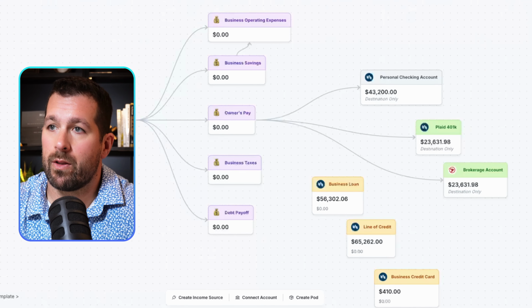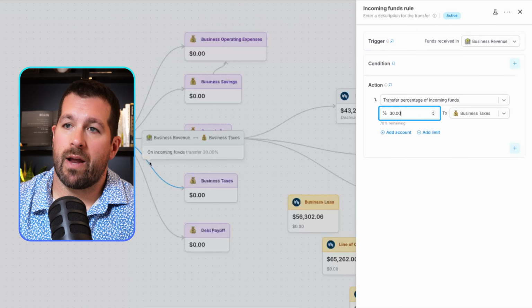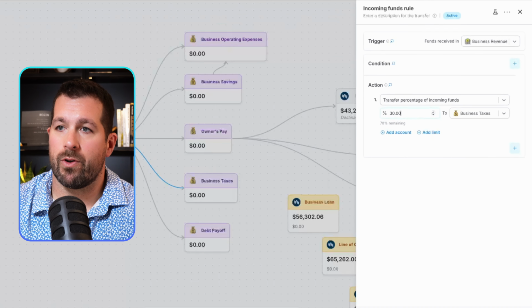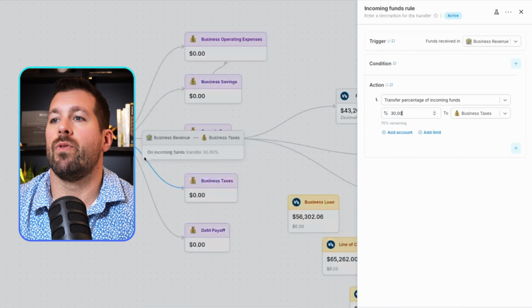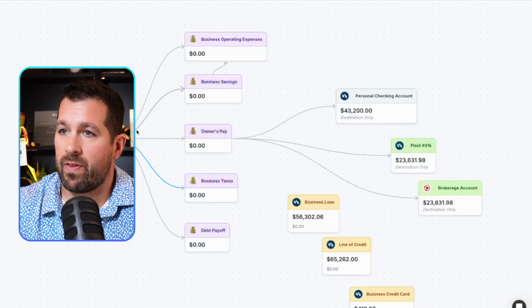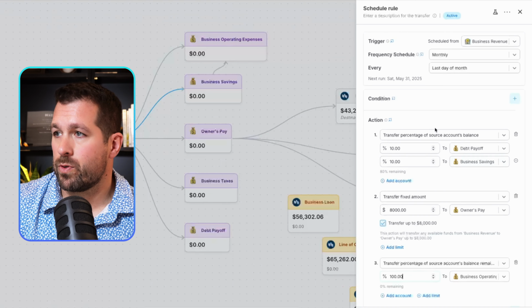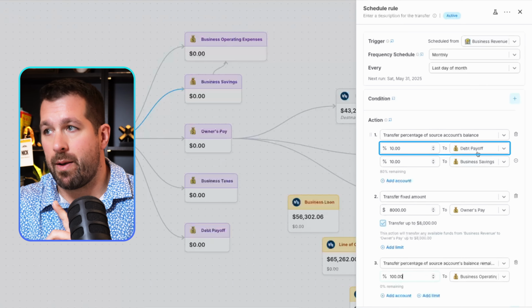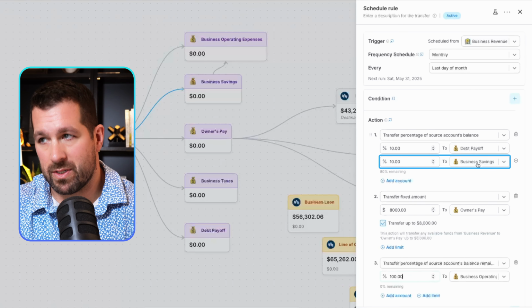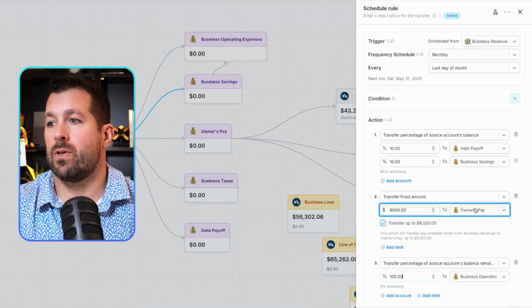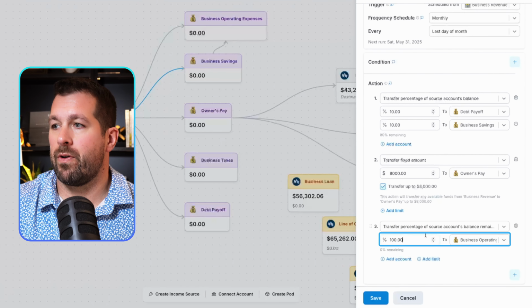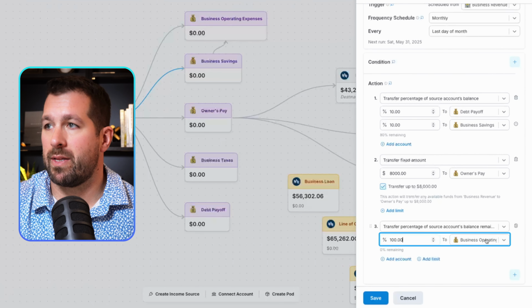And again, we can take a quick look. We can click in and see all those rules. Every single time money's deposited into the revenue account, 30% is going into the business taxes. After that, on the last day of the month, every single month, we're going to have this set of rules run. 10% is going to the debt payoff, 10% is going to the business savings, $8,000 going to the owner's pay, and every single other dollar is going to the operating expense account.